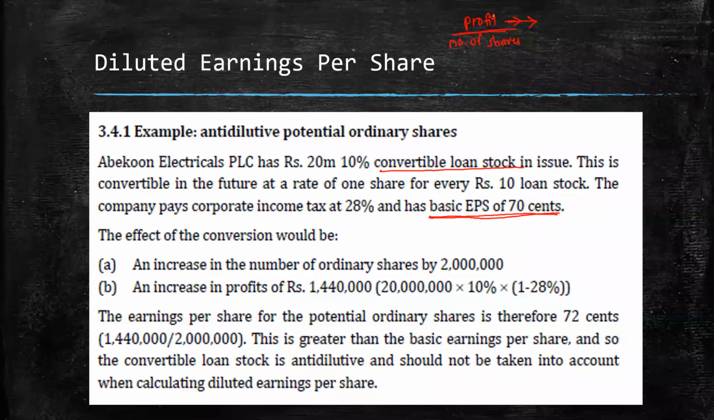What will happen to our profit? This is a convertible loan stock. It is coming under non-current liability and we are paying a 10% interest for this convertible loan stock. If we convert these instruments to ordinary shares, what will happen? We may no more need to pay this interest.